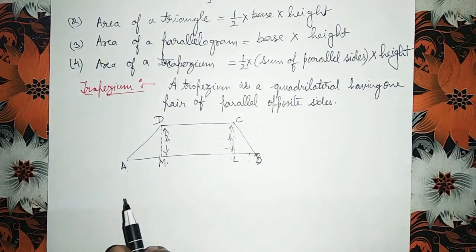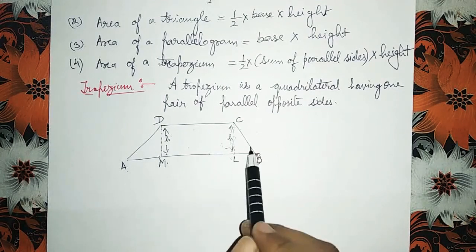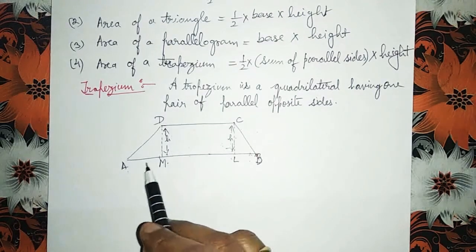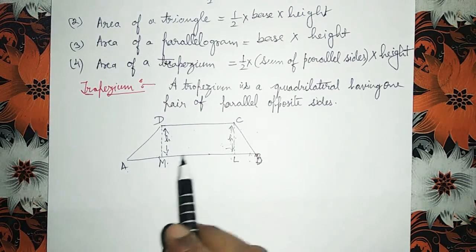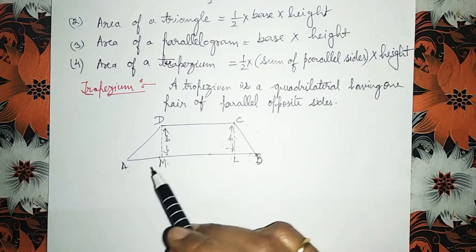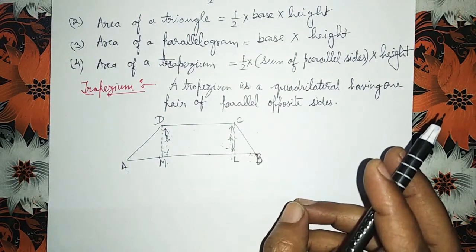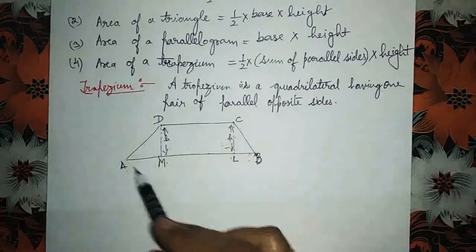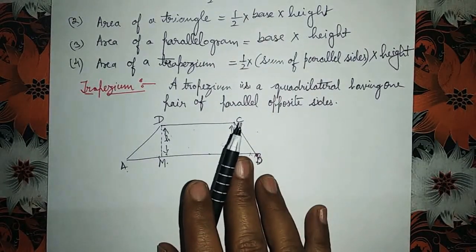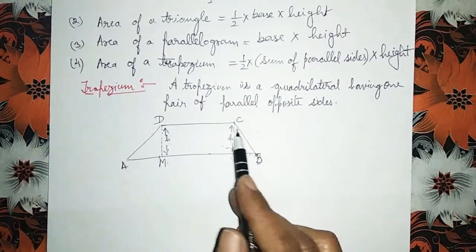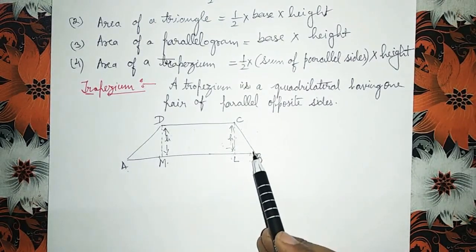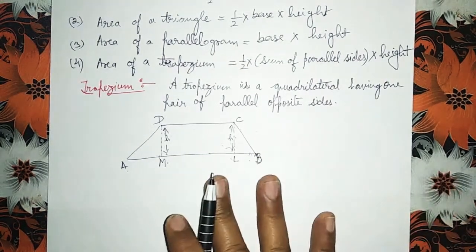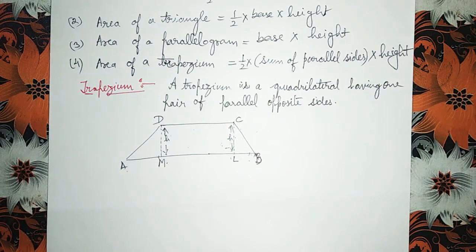Okay, and a trapezium ABCD is called an isosceles trapezium if its non-parallel sides AD and BC are equal. If these two non-parallel sides are equal, then the trapezium is isosceles trapezium, and if the non-parallel sides, means this and this, are not equal, then simply you can say it's a trapezium.